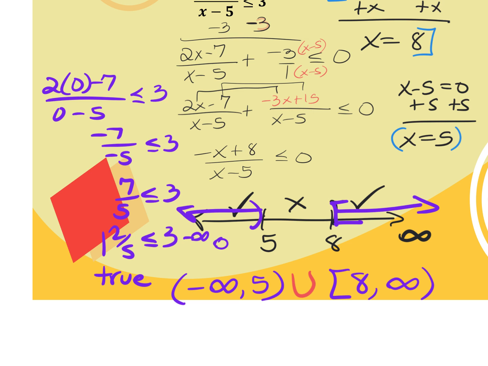1.8b. So when you're doing this on WebAssign, be very careful, watch your grouping symbols. Remember when to use the bracket and the parentheses. And again, you could use your equation editor for the infinity symbol and for the U.